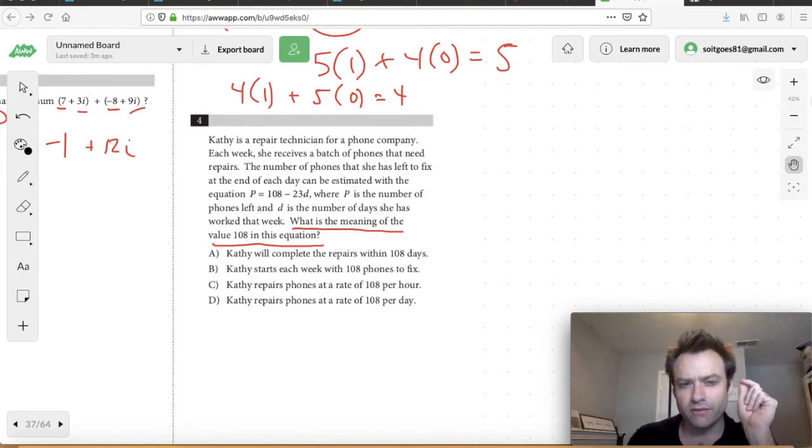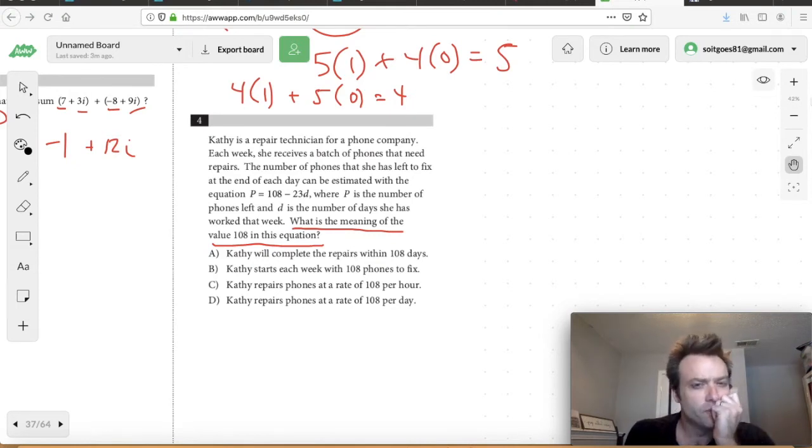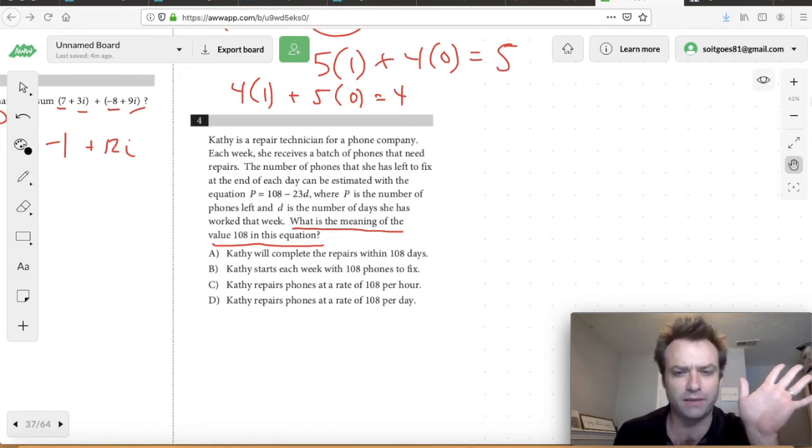So answer choice A reads, Kathy will complete the repairs within 108 days. Is that the meaning of the value 108 in this equation? Is that possible? I guess that's possible. That sounds like a long time, right? I'm a little bit suspicious of answer choice A. It's a long time to be completing the repairs. So let's look at answer choice B. Kathy starts each week with 108 phones to fix. Could that be a thing? Could somebody have a job where they've got 108 phones to fix in a week? I guess that's possible. Let's keep it as well. I'm a little less suspicious of B than A.